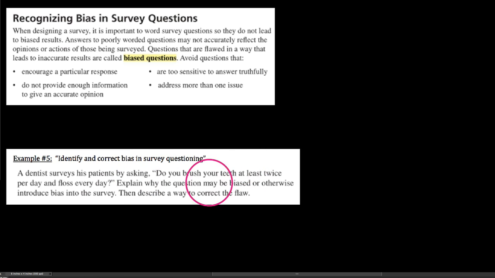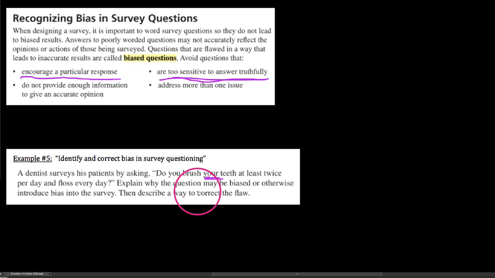So what we're going to say here is that, if I'm asking, do you brush your teeth at least twice a day, this might not encourage a valid response, because I'm asking about you. And so this might be a very sensitive topic to answer truthfully, okay? And if I'm asking if you do brush your teeth, then I may also be encouraging a particular type of response. I may be expecting you to say yes. I'm encouraging you to say yes.